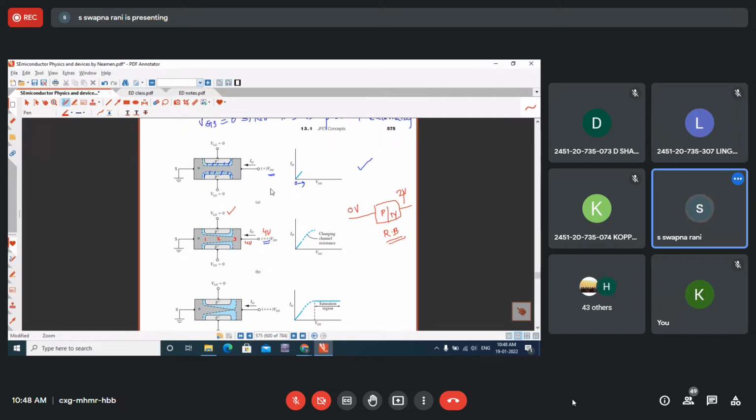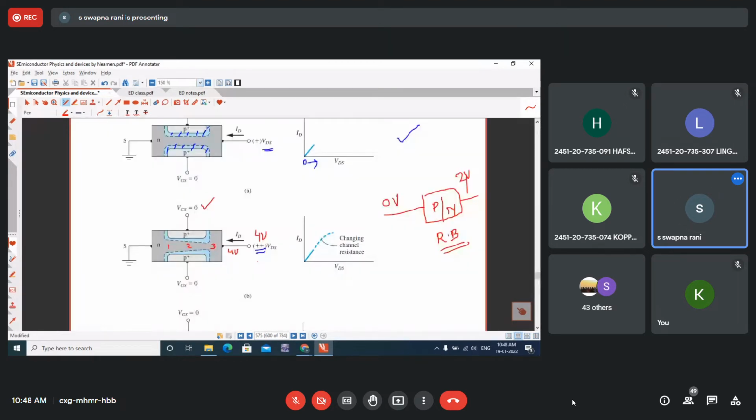One second, I'm zooming it. Because here on the N side, at some points in the channel 1 volt is there. The potential on the N side is varying. The potential on the P side is fixed at 0, but the potential on the N side of the junction is changing, and this potential is more at the drain end. Therefore the reverse bias effect is more at the drain end. Therefore the depletion region penetration is not uniform; the penetration is more towards the drain end. So these depletion regions we call wedge-shaped depletion regions.